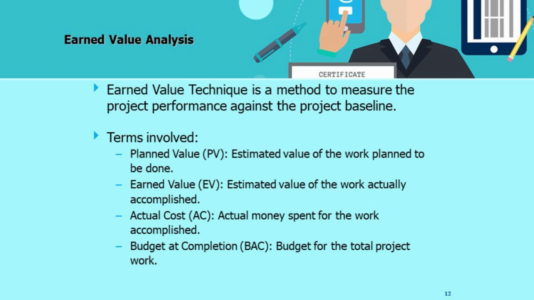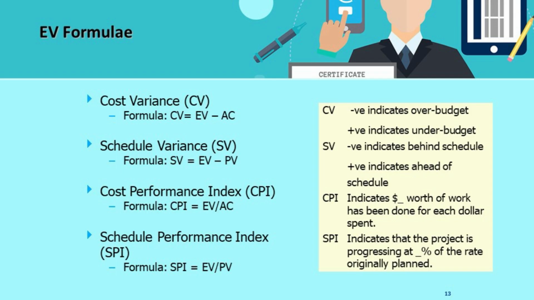There are some key terms which you have to understand before going ahead with the analysis: the planned value, the earned value, the actual cost and budget at completion. These are the important keywords to be understood. There are four important parameters you have to understand as far as earned value is concerned. They are the cost variance, the schedule variance, the cost performance index and schedule performance index.